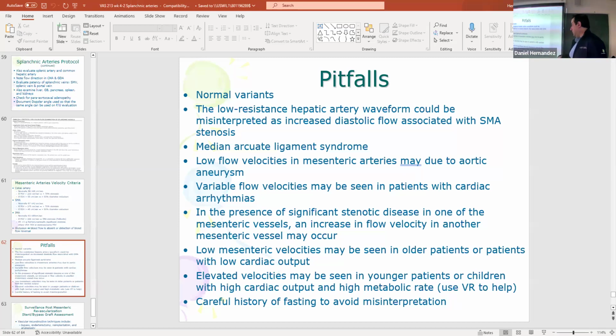If they have cardiac arrhythmias, you might have variable systolic velocities. You might have some that peak high and then some that are really low. In that case, you pick the middle of the road, a waveform that's between the ones that are really high and the waveforms that are really small. So arrhythmias, again, could cause issues.